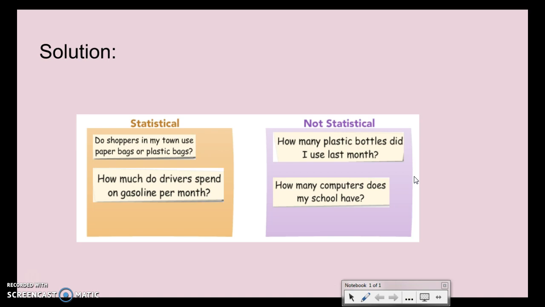How many computers does my school have? Well, there should only be one answer to that, because your school only has one amount of computers. That includes the ones that are at home too. Those still belong to the school even though it's at your house.